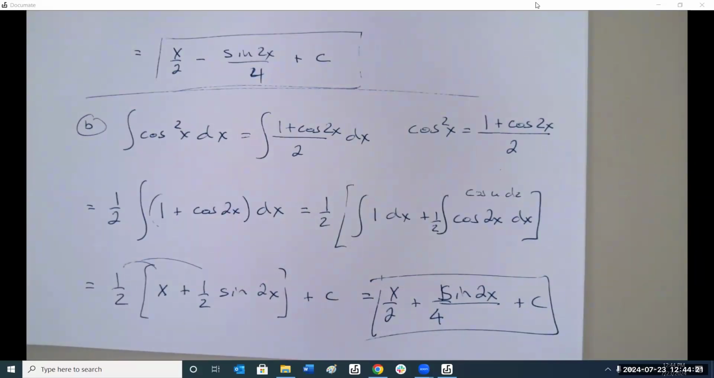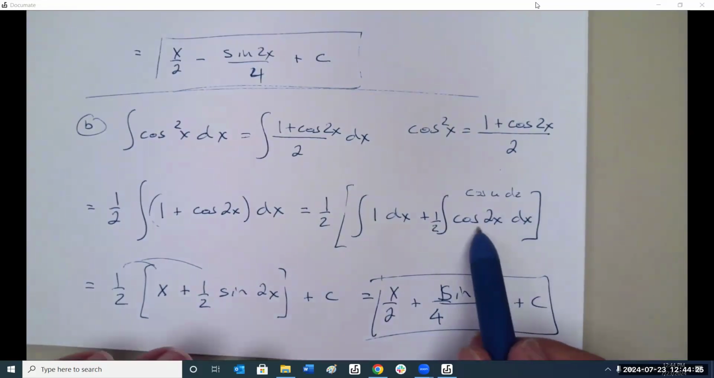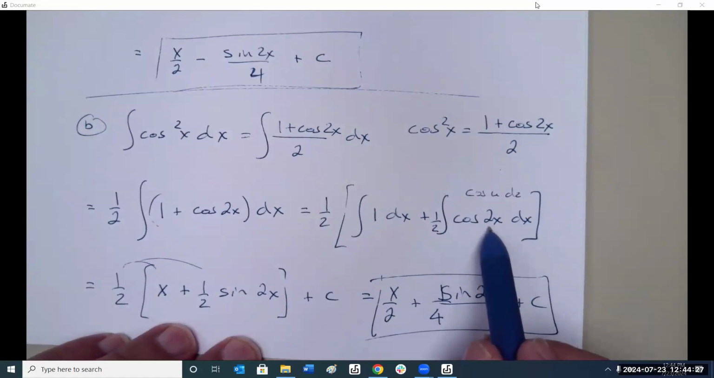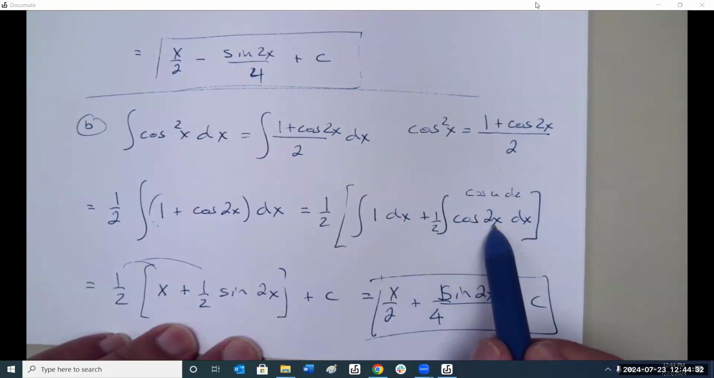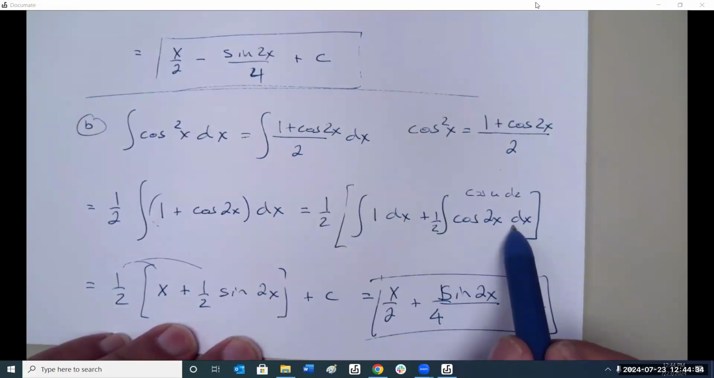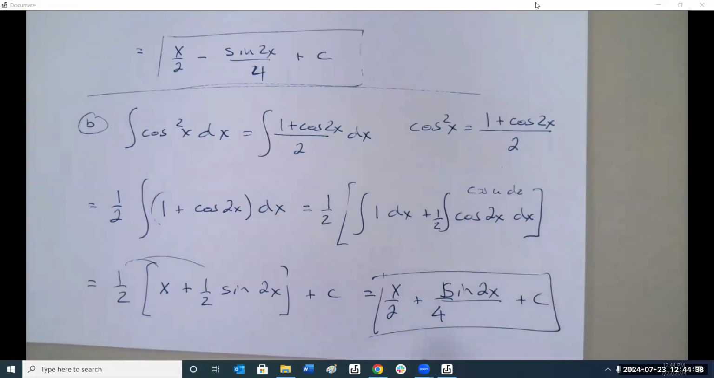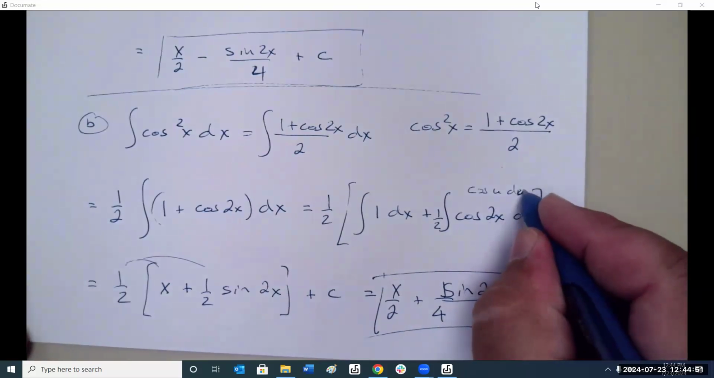The middle part, where's that one half come from, the cosine? Because when we integrate this one using the backwards chain rule, it's cosine u du. What's du? It's 2. We're missing a 2 here, so we have to put a 1/2 in front. Now it's integrable. So it's the integral of cosine u.